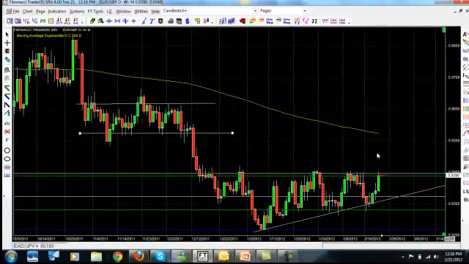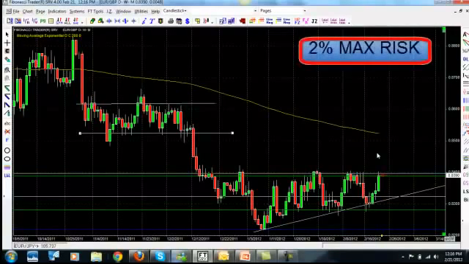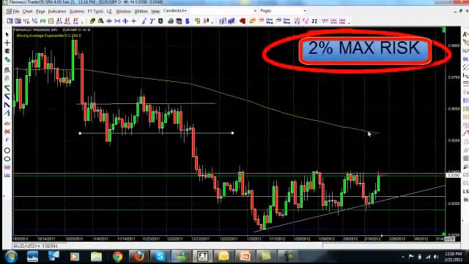videos on risk management: I don't like to risk more than 2% of my account balance on any one trade. So if I've got $100,000 in my trading account, I do not want to risk more than 2%. So if that trade goes against me and I get stopped out, it forces it to close because price drove the wrong direction. I do not want to risk more than 2%, or $2,000.